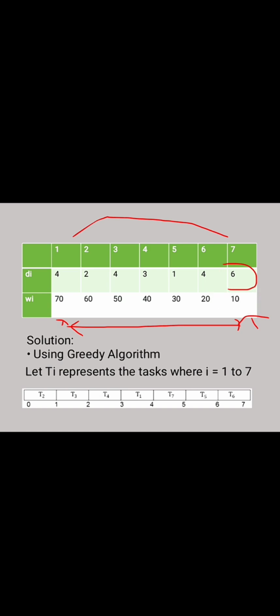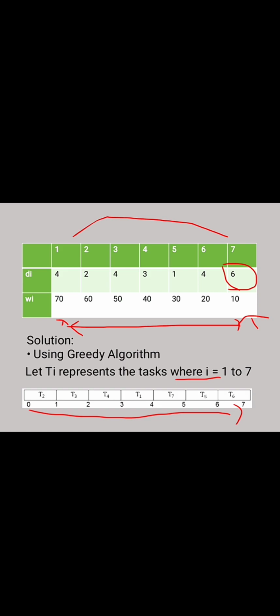So the next step is to make a Gantt chart that represents the tasks where i is from 1 to 7. So this will be our chart. So imagine that these cells are not occupied yet. So these are blank cells.